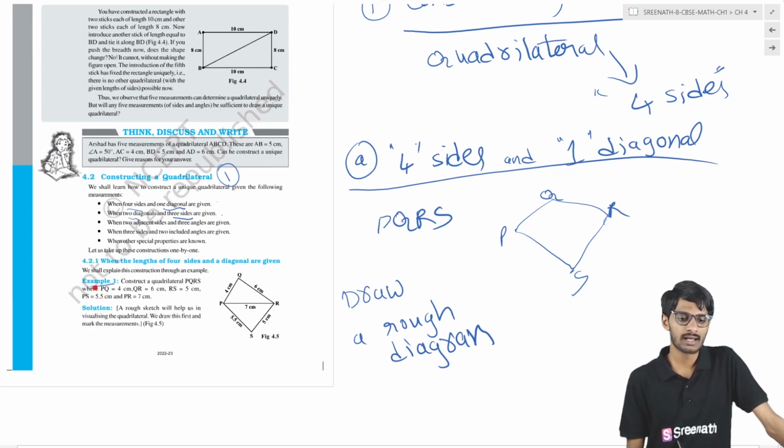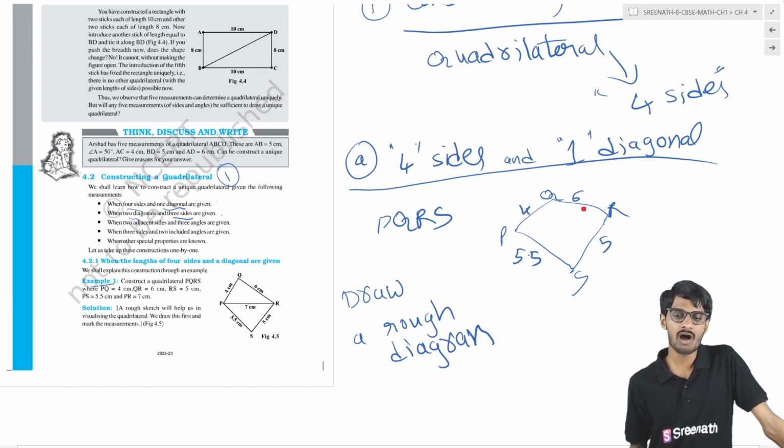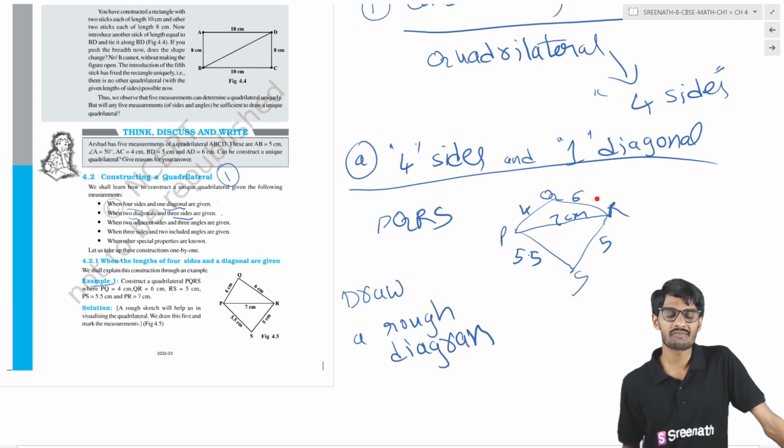And next, this is the quadrilateral, okay, students. He has given the lengths of the quadrilateral. So PQ is one side, it is 4 centimeters. QR is another side, which is 6 centimeters. RS is another side, 5 centimeters. And PS is 5.5 centimeters. And he has given PR. P and R are opposite vertices. Joining the opposite vertices with a line segment is called the diagonal, and its length is 7 centimeters. All these values are in centimeters. So this is our rough diagram, our rough quadrilateral.